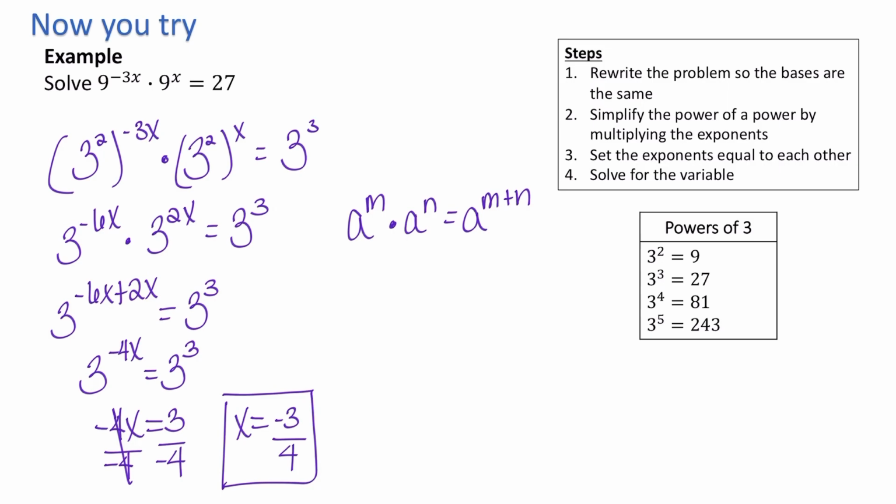When you're multiplying, remember you add the exponents. So we have negative 6x plus 2x, which is negative 4x. So we have 3 to the negative 4x equals 3 cubed. So we have negative 4x equals 3. So what we're going to do is divide both sides by negative 4, so we get x equals negative 3 over 4.